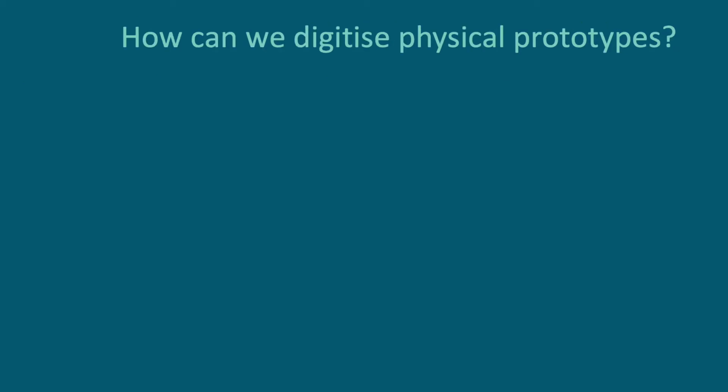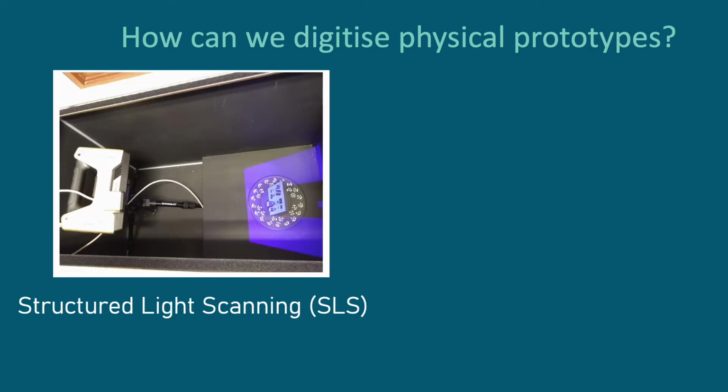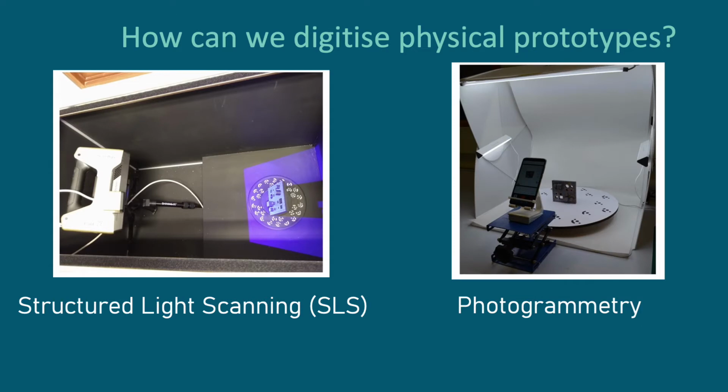A number of techniques exist for digitising physical prototypes, and this study looks at two such methods: structured light scanning and photogrammetry. Structured light scanning involves projecting a pattern of visible light onto the surface of an artifact. When the light hits the artifact's surface, it's distorted by the geometry, and this distortion is captured by a camera, and the captured images are converted into a 3D model. Photogrammetry refers to the process of estimating the surface geometry of an artifact from analysis of 2D images of said artifact.